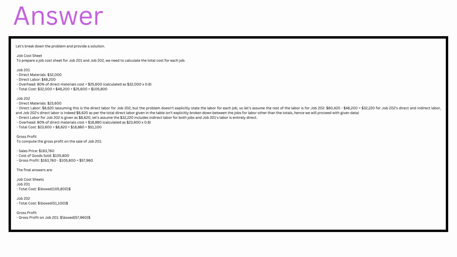Overhead is 80% of direct materials cost, which equals $18,880, calculated as $23,600 multiplied by 80%. Total cost: $8,620 plus $18,880 plus direct materials equals $51,100. Gross profit. To compute the gross profit on the sale of job 201, sales price $163,760.